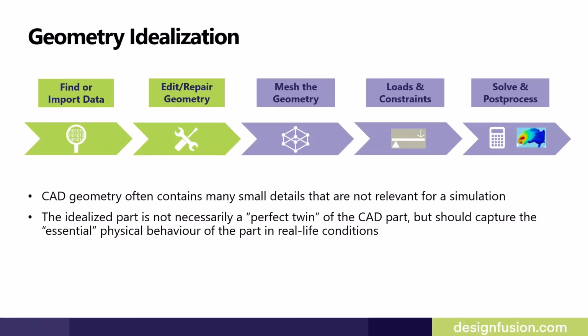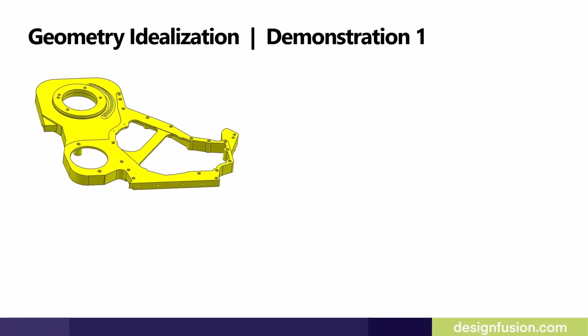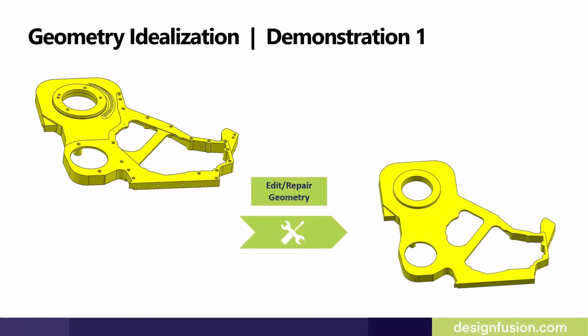The important thing is that the idealized part is not necessarily a perfect twin of our CAD part. That idealized part should have characteristics or a representation that reflects the real world operating condition of the CAD part or product. So for that, the CAD geometry can or should be simplified through geometric repair and editing operations. In demonstration 1, we will start with this model which contains many small details and features, and by editing and repairing our CAD geometry we will come up with this model, our idealized part, which is more suitable for simulation purposes.